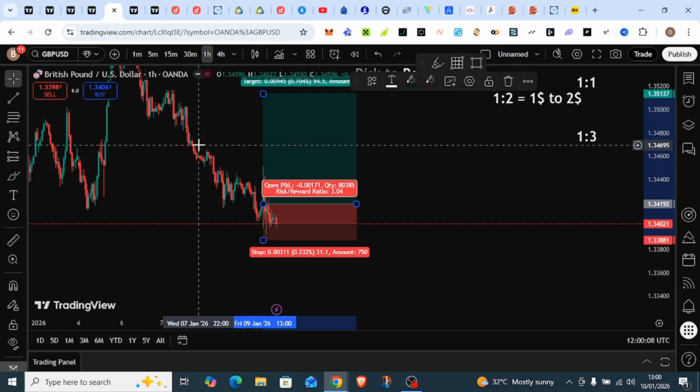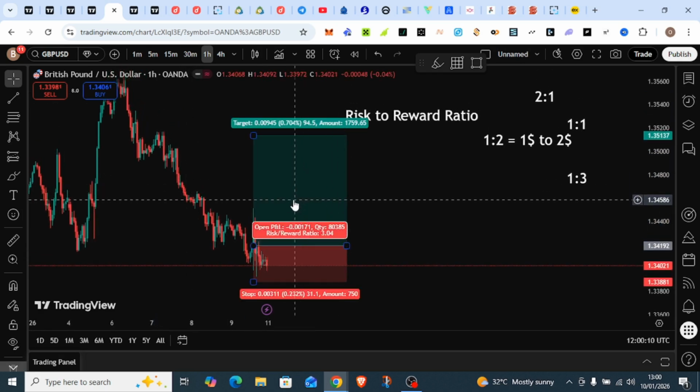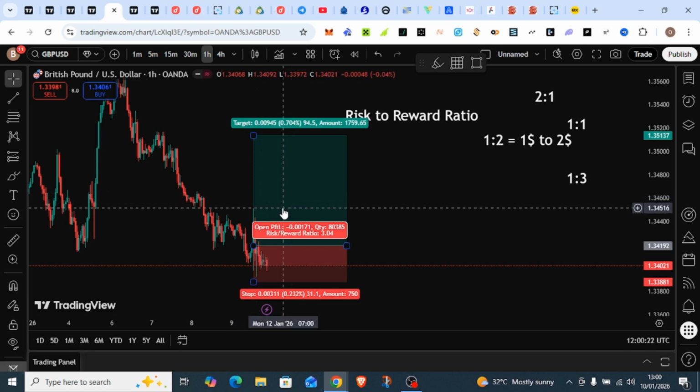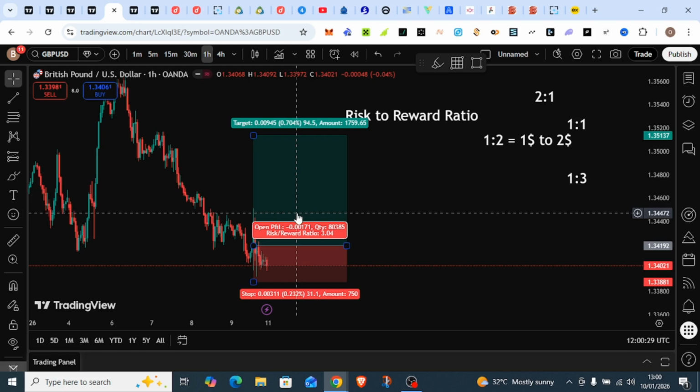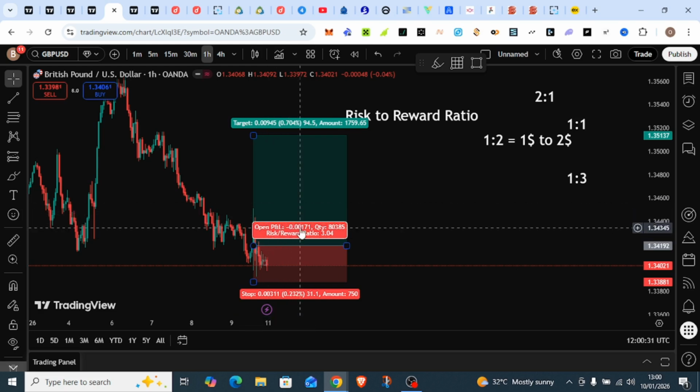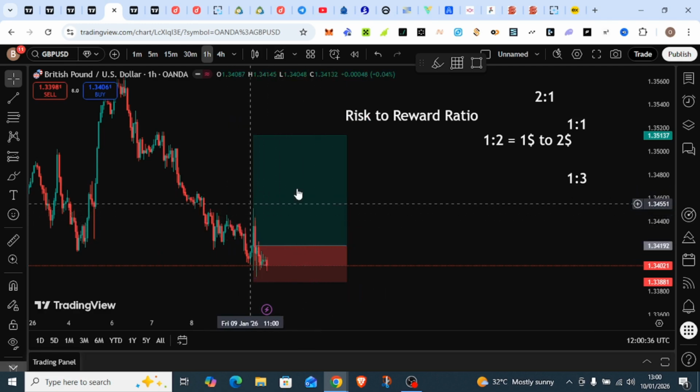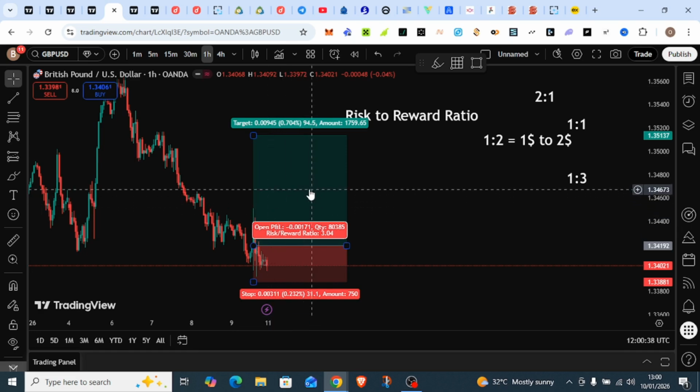As you can see from these two, our risk to reward is 3.04. It means if we risk $1 here now, we will make $3.04. So that's exactly what we will get here. So these two can easily help you calculate your risk to reward.